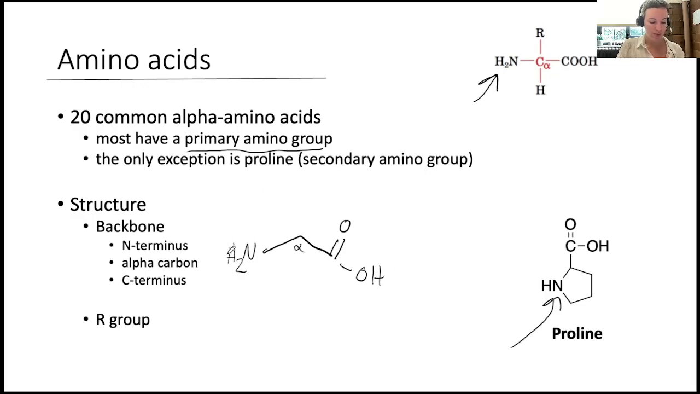The N-terminus refers to the amino terminus. The C-terminus refers to the carboxylic acid. And that is the backbone: the N, the alpha carbon, the COOH. Every amino acid also has an R group, and the R group is what makes each amino acid different. So really, when we talk about amino acids, we focus in on that R group quite a bit.